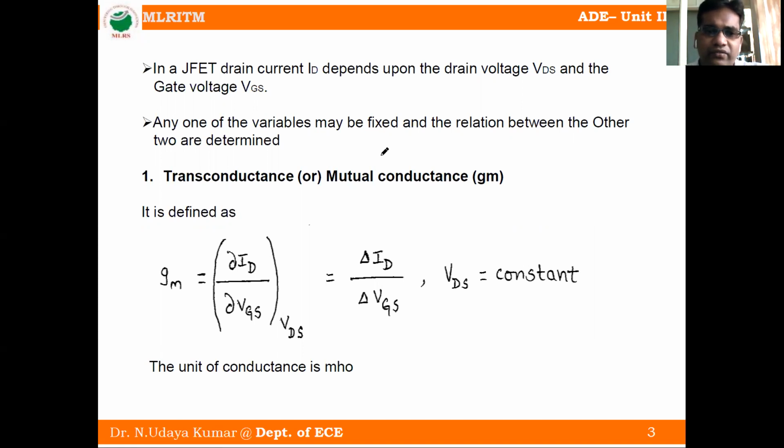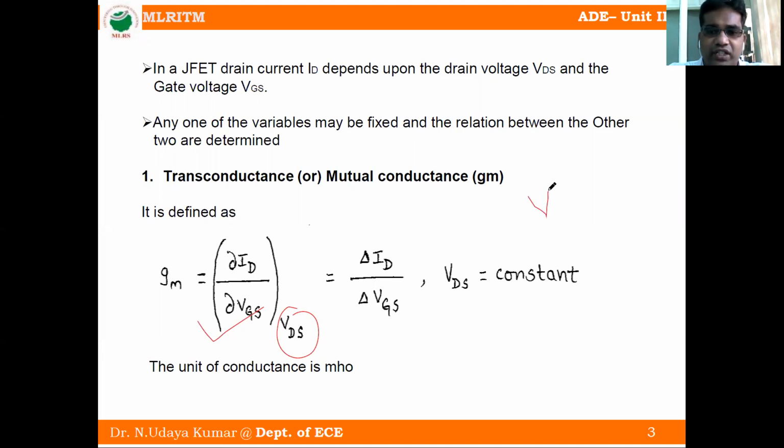So we can find three parameters here. One is transconductance or mutual conductance. It is denoted by gm. So gm is equal to dou ID by dou VGS at constant VDS, because here VDS is the fixed value. We find the relationship between ID versus VGS. So the change in ID by change in VGS at constant VDS is called transconductance.